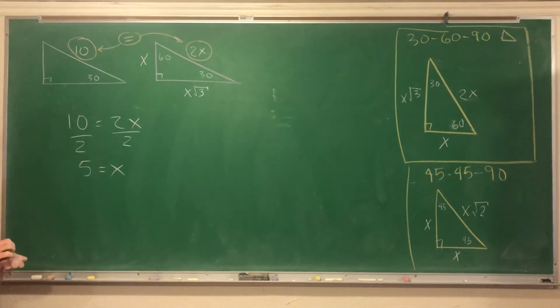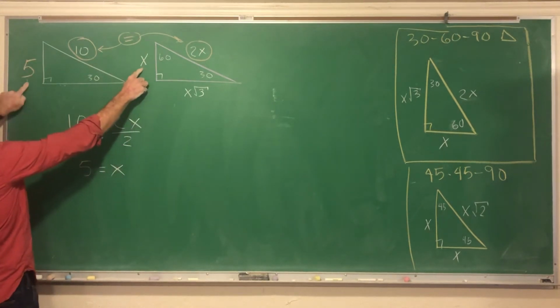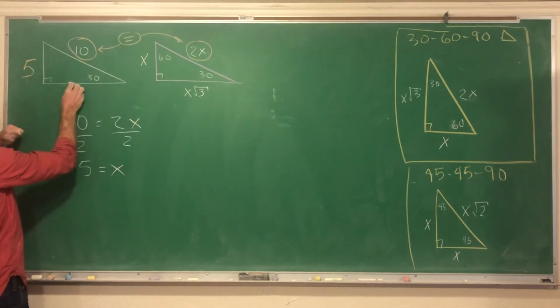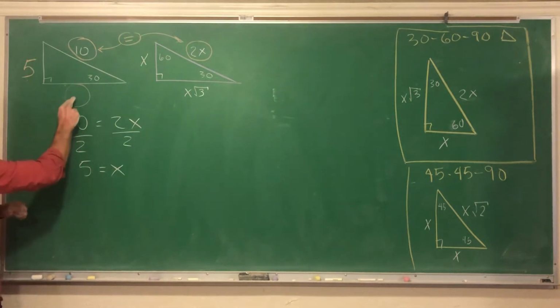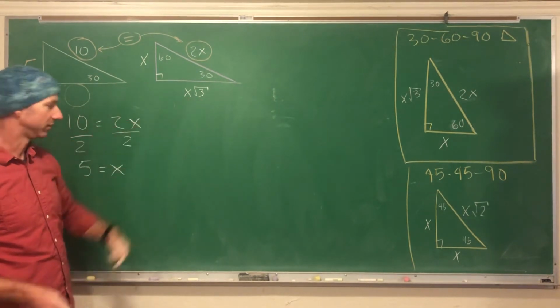Awesome. Okay, so that's going to be this length right here. And that makes sense. Here's x, here's 5. These are the two matched up sides. Now, we need to figure out this side over here. This side over here is a little different. It's x times the square root of 3.